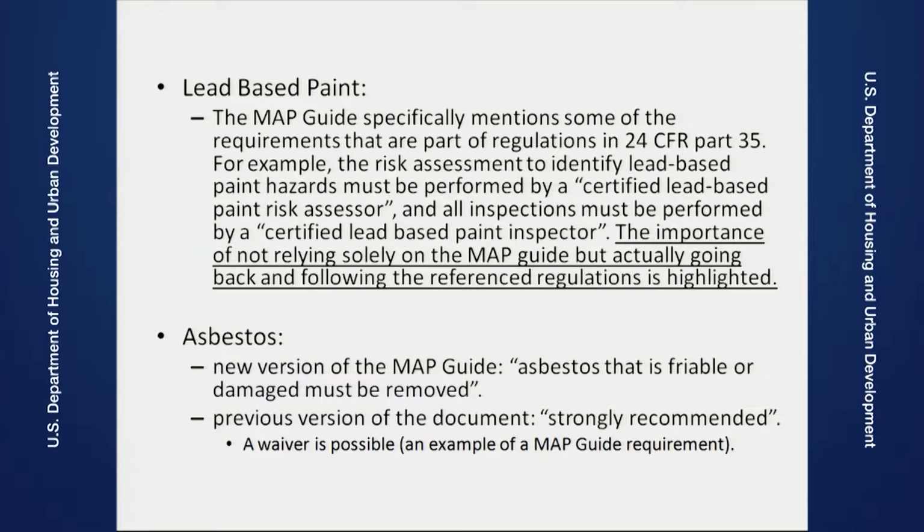In terms of asbestos removal, the new version of the MAP Guide requires that asbestos that is friable or damaged must be removed. We understand that this might be a little bit more of a challenge, so we do have an option for a waiver. For example, if it's friable and damaged, but it's in an area, typically a mechanical room, that would not be accessible to the occupants of the building, we would consider a waiver.